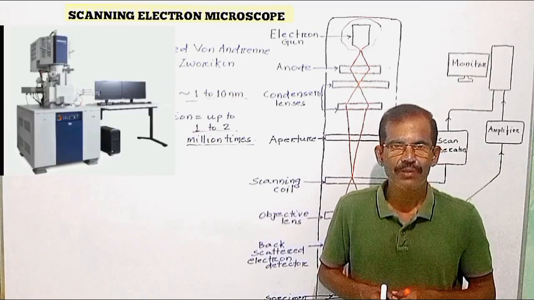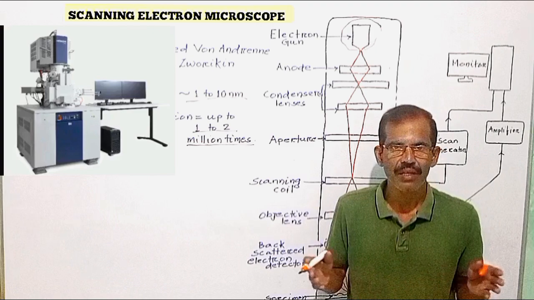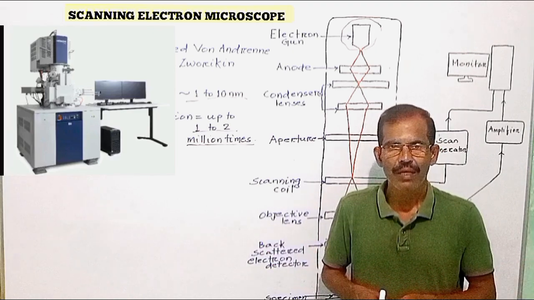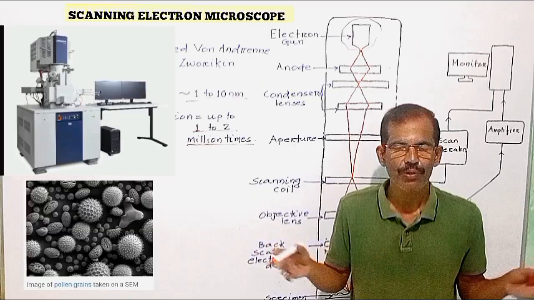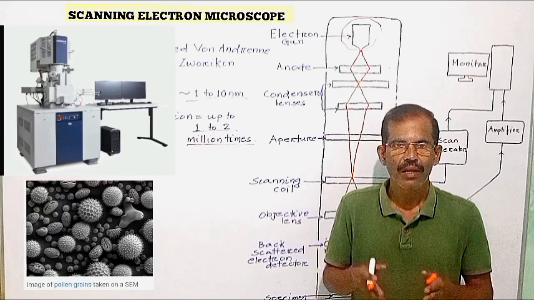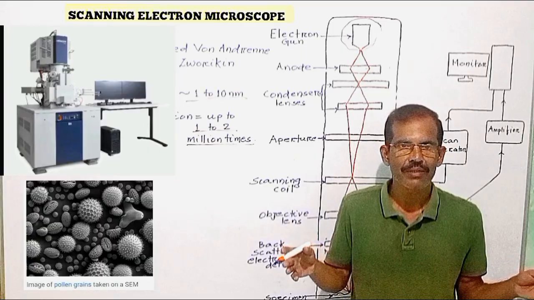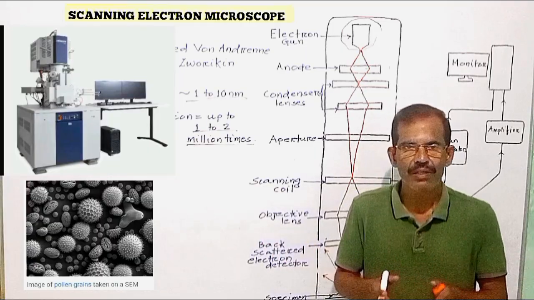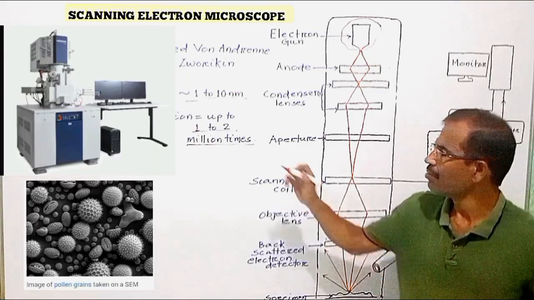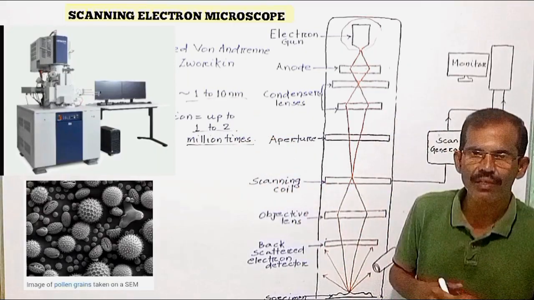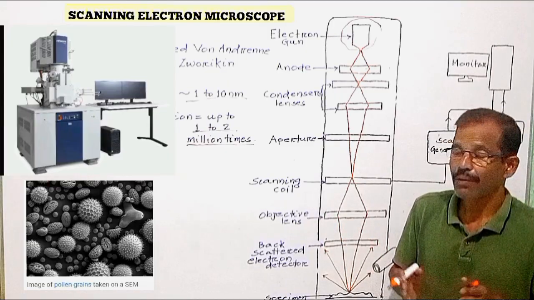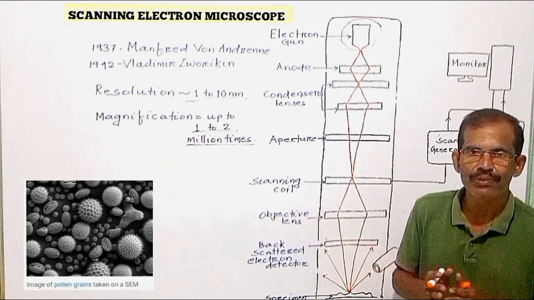A scanning electron microscope, or SEM, is an advanced imaging tool that scans a beam of electrons across the specimen surface and generates a highly magnified three-dimensional image. The resolution of SEM is about 1 to 10 nanometers. It can magnify the specimen from 1 to 2 million times.